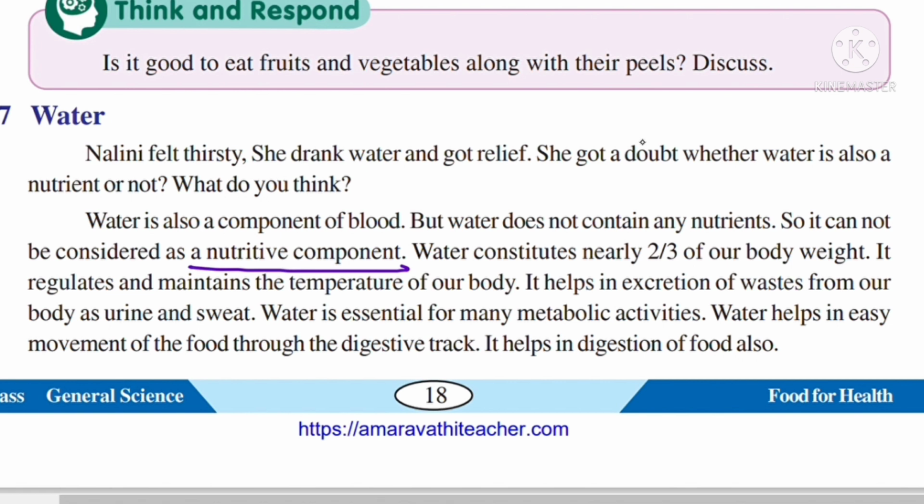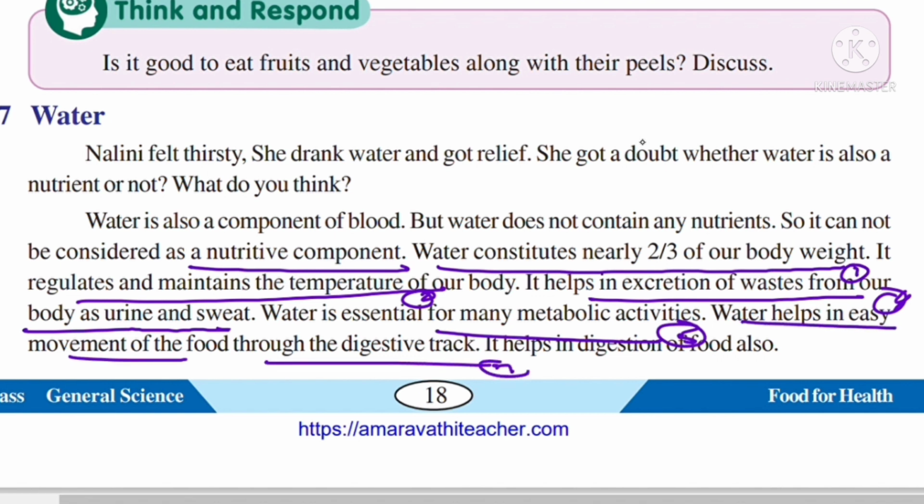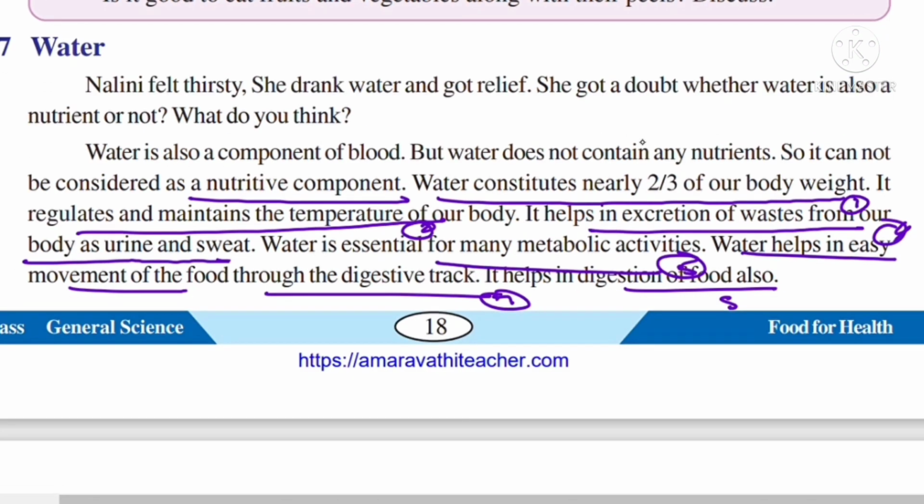Water constitutes nearly 2 by 3 of our body weight. It regulates and maintains the temperature of our body, and it helps in the excretion of waste from our body as urine and sweat. Water is essential for many metabolic activities, and it helps in easy movement of food through the digestive tract. It helps in the digestion of food also. So water plays a major role in our body.